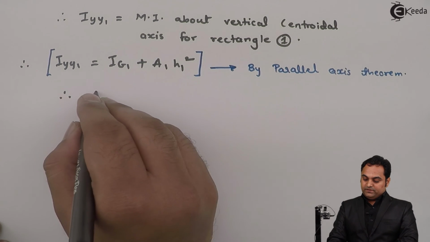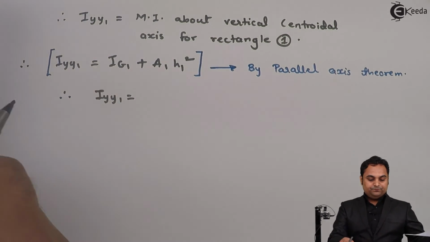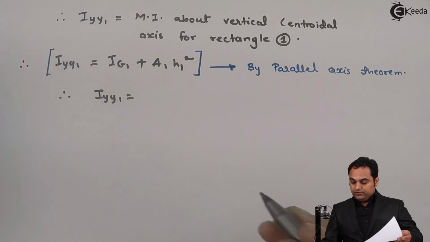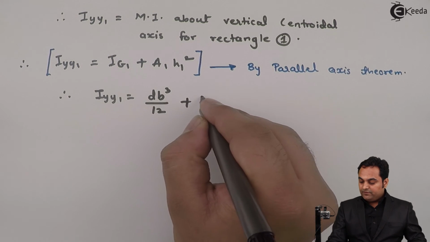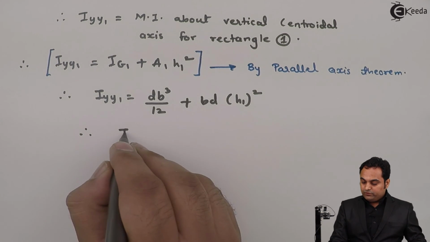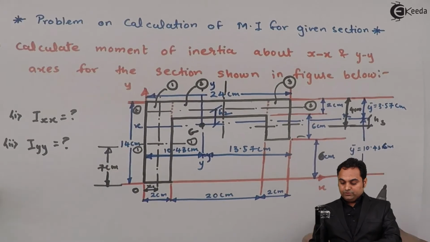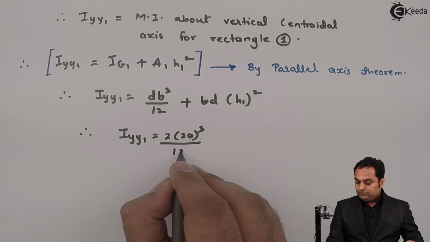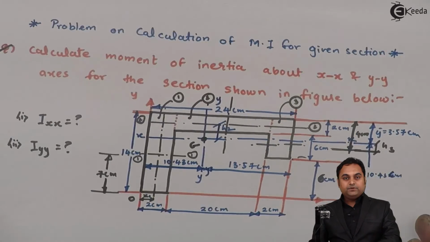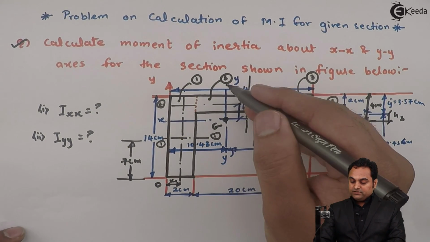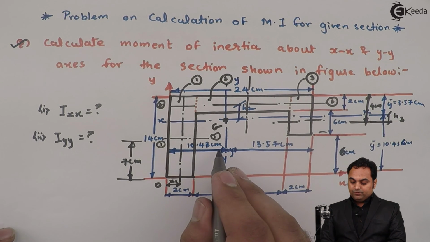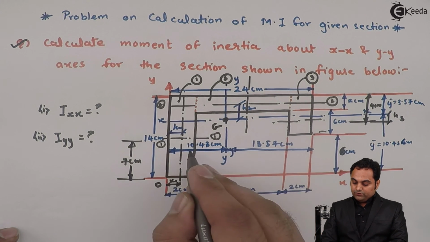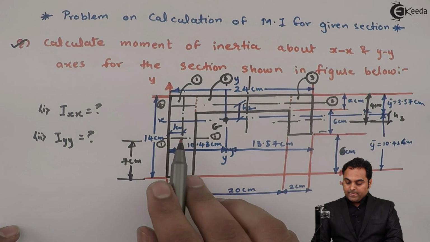Now therefore Iyy1 will be equal to Ig1. Since we are finding the moment of inertia about y-axis, Ig1 is the moment of inertia of first rectangle about its y-axis, which is here. So it will be db cube by 12 plus area is b into d, and here we have h1 square. h1 is the distance between the y-axis for rectangle 1 and the y-axis for the complete section. For the complete section the y-axis is at 10.43 centimeter and the y-axis of rectangle 1 is at 1 centimeter distance. So from 10.43 we need to subtract 1, that will give us the distance h1.